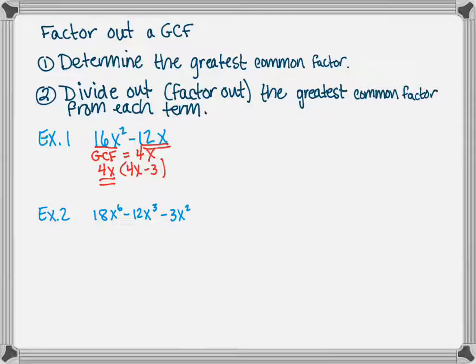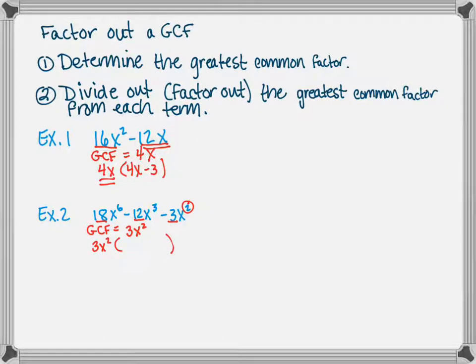Next, 18x to the 6 minus 12x cubed minus 3x squared. Our GCF here, if we look at 18, 12, and 3, would be 3. I would write down my x, and the lowest exponent I see on an x is 2, so 3x squared becomes my GCF.